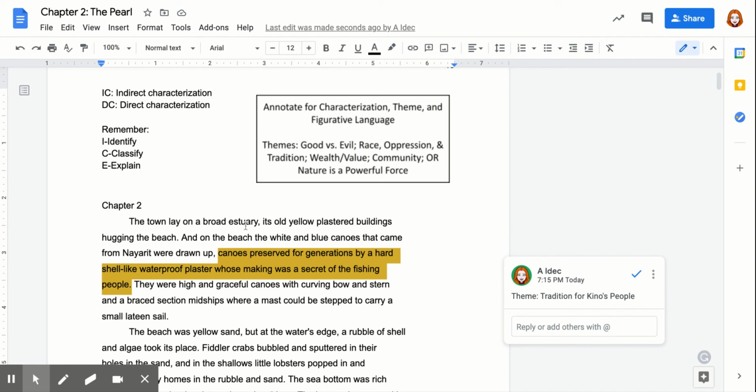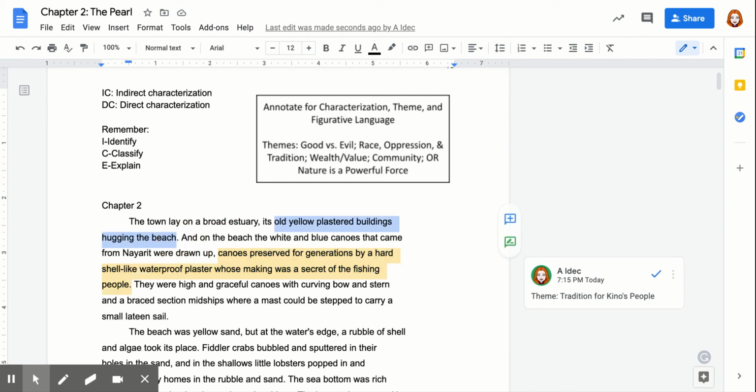So I'm going to just take a shot here. Okay. The town lay on a broad estuary, its old yellow plastered buildings hugging the beach. Right here, very descriptive, okay? So remember, we need to identify, classify, and explain.